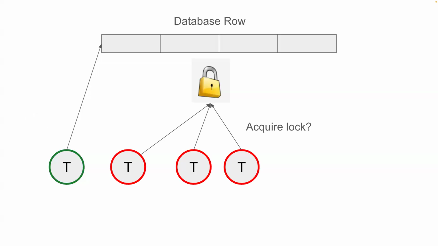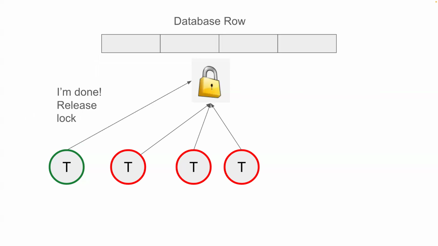If other threads come in and ask to work on that row by asking for the lock, the lock says, hold on, there's someone doing some work on this row, so I cannot give you the lock. You cannot process this row in a safe fashion until I tell you to. So this is what it means to acquire a lock. Thread one finishes its work, says, okay, I'm done, take the lock back.